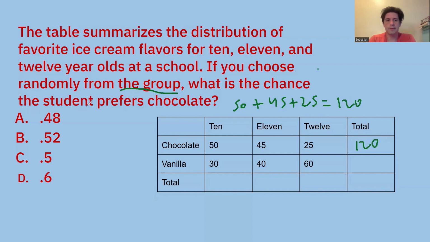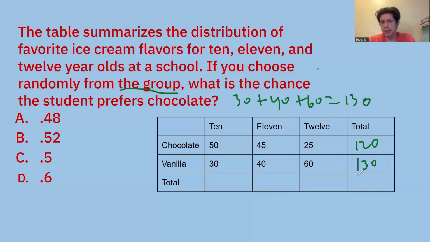And then you do the same thing for vanilla. And that'll be 30 plus 40 plus 60 equals 130. And that goes here. And then we can add them together and get 250, right? And if you went down, you could do it like this too, right? And find the totals for 10-year-olds, 80. For 11-year-olds, 85. And then for 12-year-olds, also 85. And that also gets you 250. You just wouldn't want to do 250 here, 250 there, and then double them here and get 500, right? That could be the mistake.